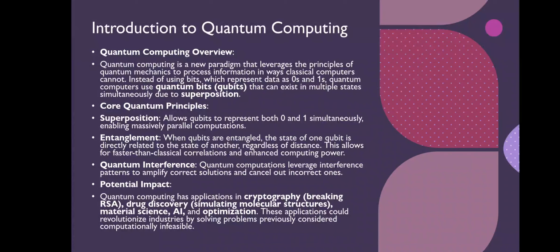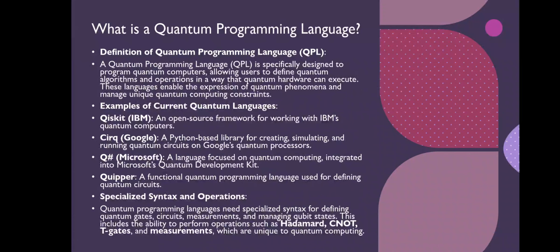Quantum interference. Quantum computations leverage interference patterns to amplify correct solutions and cancel out incorrect ones. Potential impact. Quantum computing has applications in cryptography, drug discovery, material sciences, AI, and optimization. These applications could revolutionize industries by solving problems previously considered computationally impossible or infeasible.